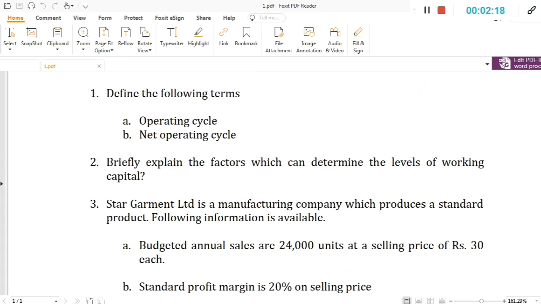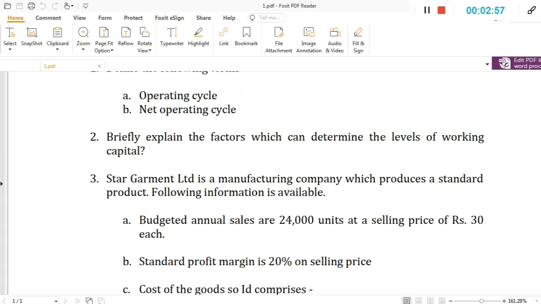The second sub-question: briefly explain the factors which can determine the level of working capital. There are many factors for determining the working capital. Those are nature and size of the business, volume of sales, manufacturing cycle, sales growth, demand condition and production policy, firm's credit policy, operating efficiency and performance, and finally seasonal fluctuation. Third sub-question.